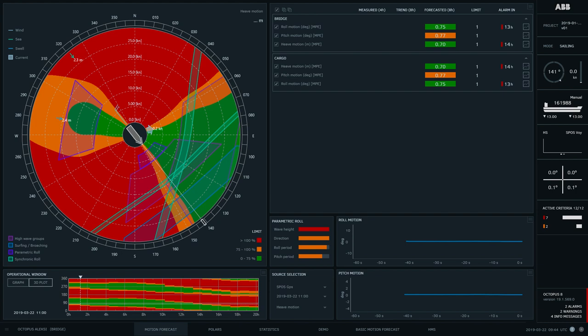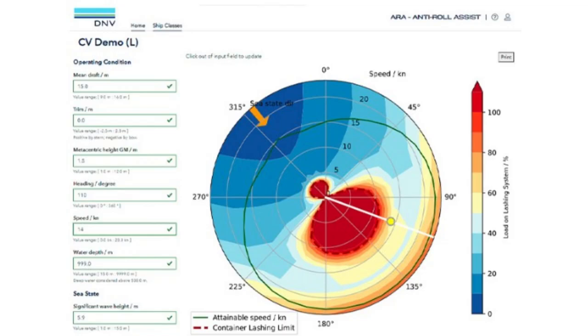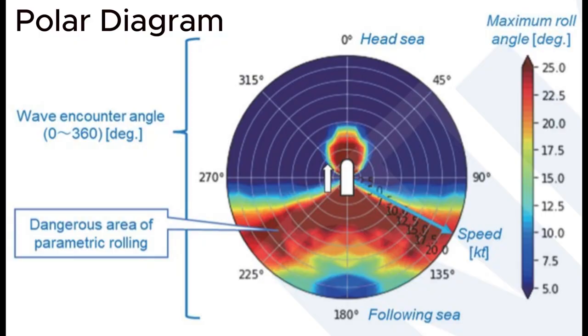Employing anti-roll assist software for both voyage planning and real-time decision-making. This kind of software assesses the probability of parametric rolling by analyzing environmental conditions and vessel-specific characteristics. It presents its output as a polar diagram, illustrating danger zones based on ship's speed, heading, and prevailing sea conditions.